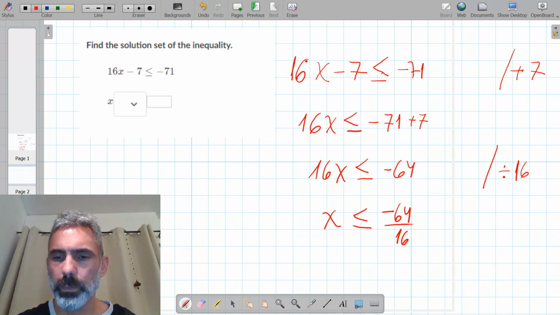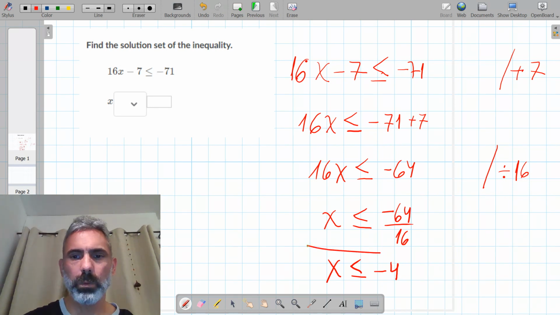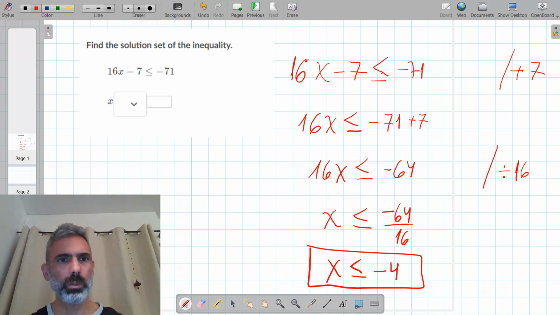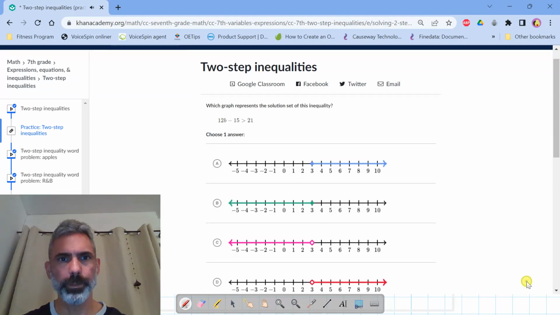4 times 16 is 64. So x is less than or equal to minus 4. 4 times 10 is 40. 4 times 6 is 24. Okay. So x needs to be less than or equal to minus 4. Good.